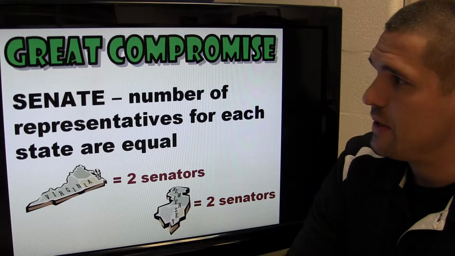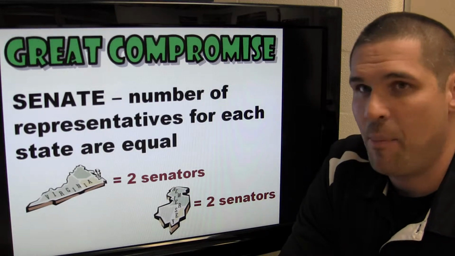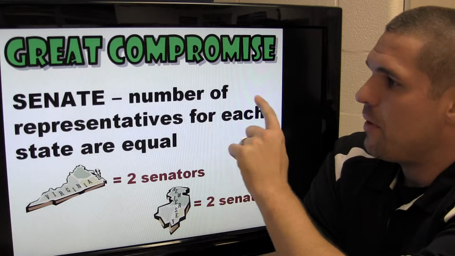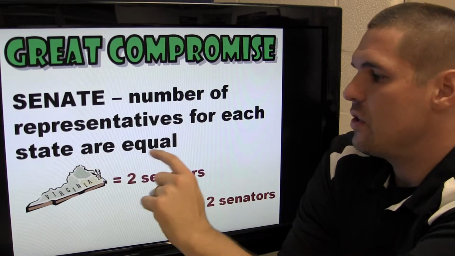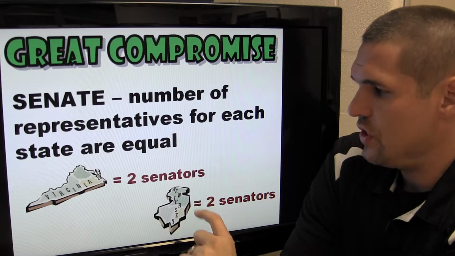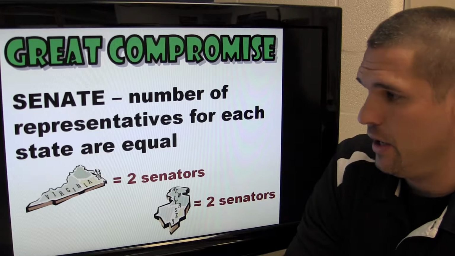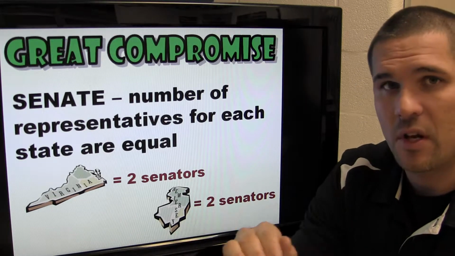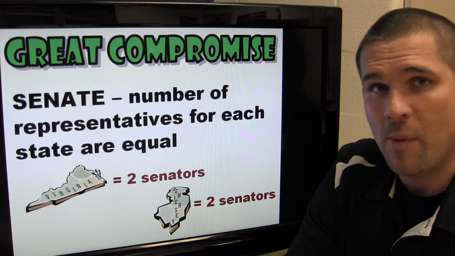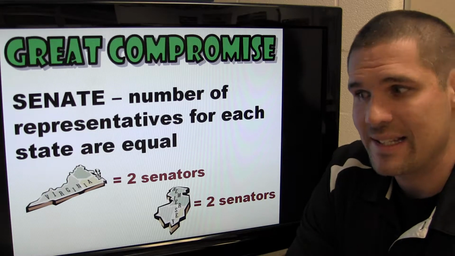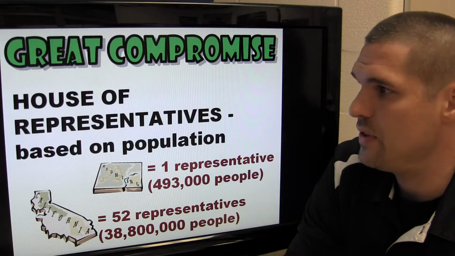So here's the compromise that they came up with. In the Senate, or the upper house, the number of representatives for each state is going to be equal, and that is 2 senators. So no matter what state you're from, New York or Rhode Island, Virginia or New Jersey, it's going to be 2 senators per state that serve in the upper house chamber, or the Senate.